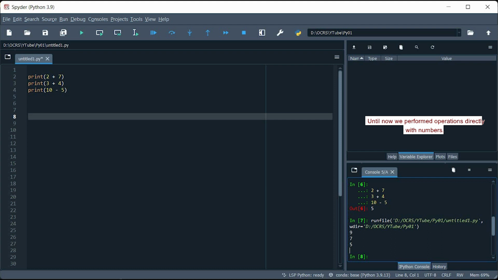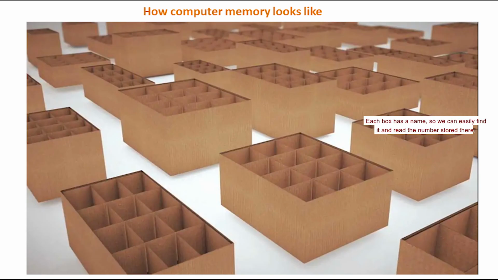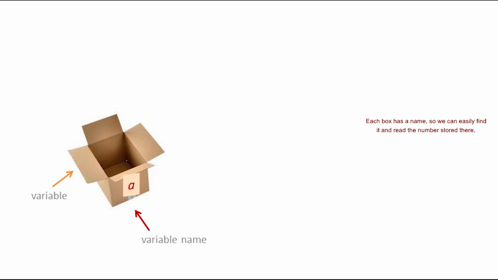Until now we performed operations directly with numbers. However, we can place our numbers into variables. A variable can be imagined as a storage for a piece of information, something like a box where we can put our numbers. Each box has a name, so we can easily find it and read the number stored there. The box, that is a variable, can be named with a letter or any name describing what number you are placing in it. For example, age, price, length, or whatever you like. Let's name this box A.